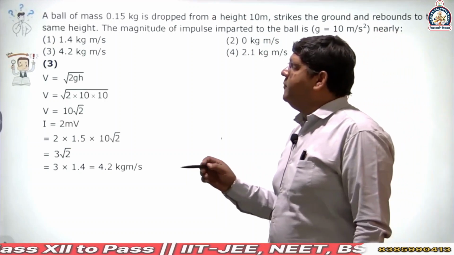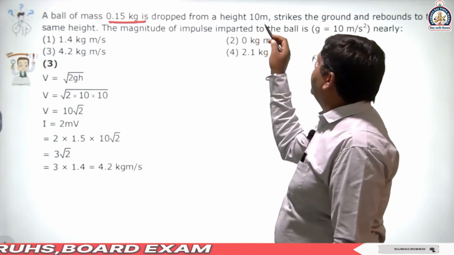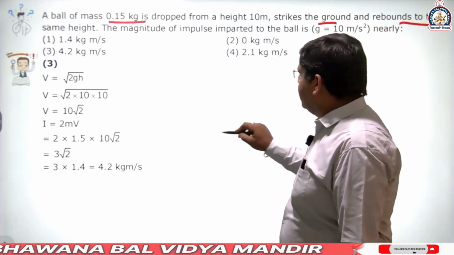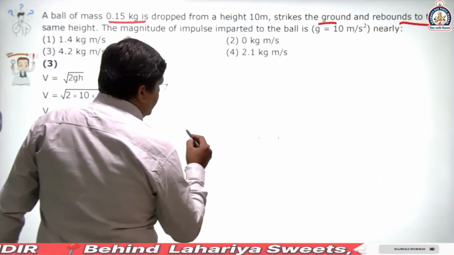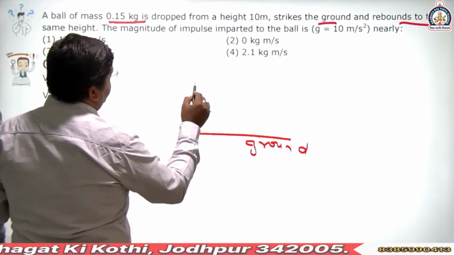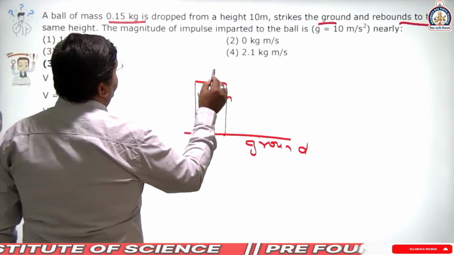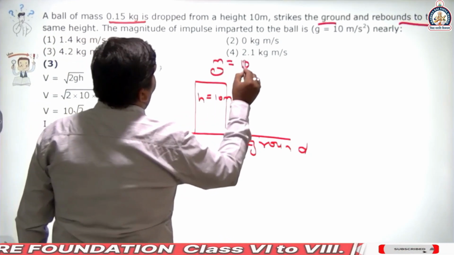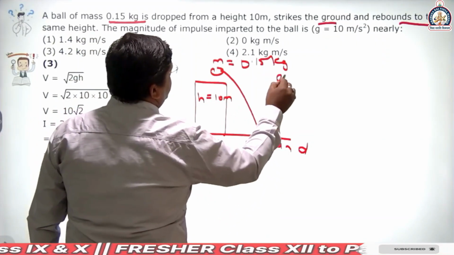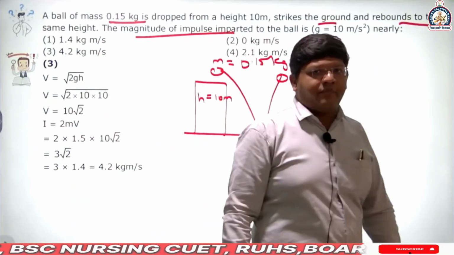Now moving to the next part, the question says a ball of mass 0.15 kg is dropped from a height of 10 meter. It strikes the ground and rebounds to the same height. Suppose this is our ground level, and this is a tower structure having a height of 10 meter. A ball of mass 0.15 kg is dropped, strikes the ground and rebounds to the same height. According to the question, we have to calculate the magnitude of impulse imparted to the ball.